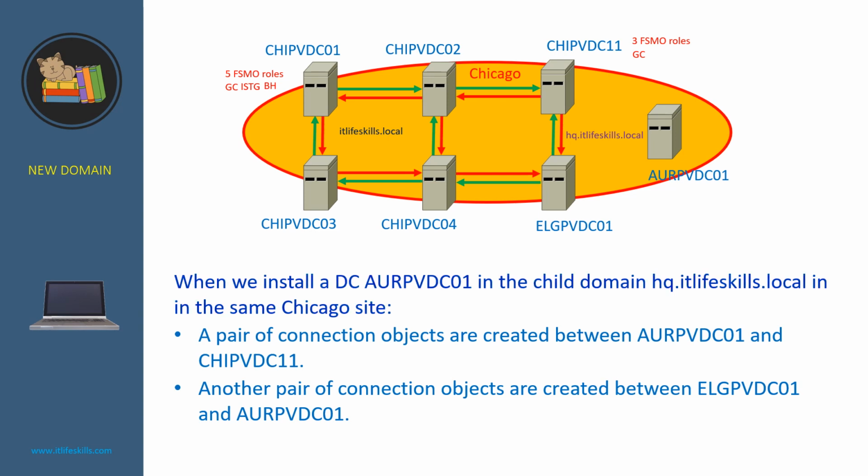When we install a new DC, OPVDC01, in the child domain hq.itlifeskills.local in the same Chicago site, a pair of connection objects are created between OPVDC01 and CPVDC11. Another pair of connection objects are created between HPVDC01 and OPVDC01.